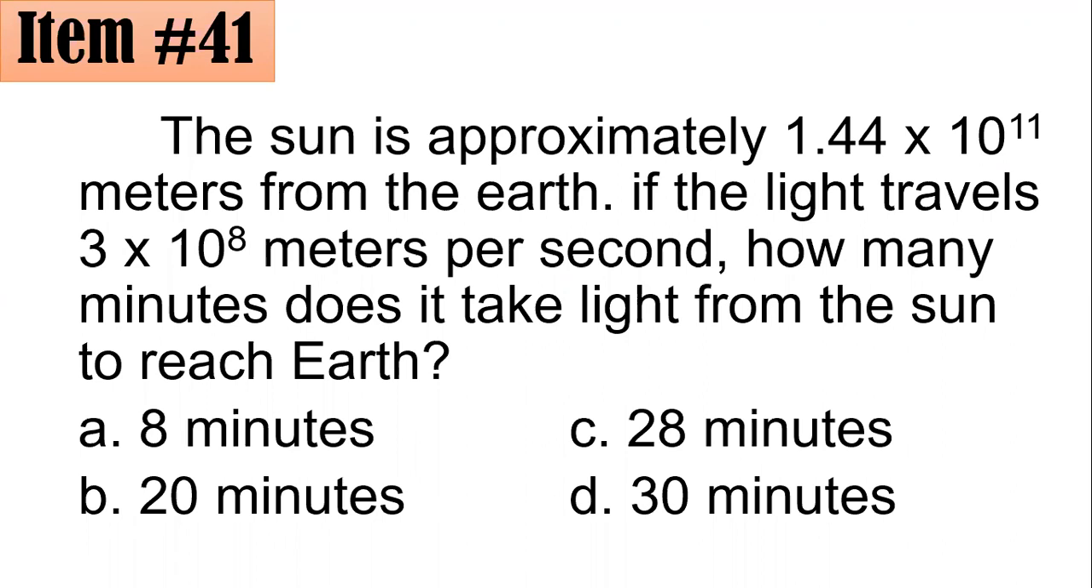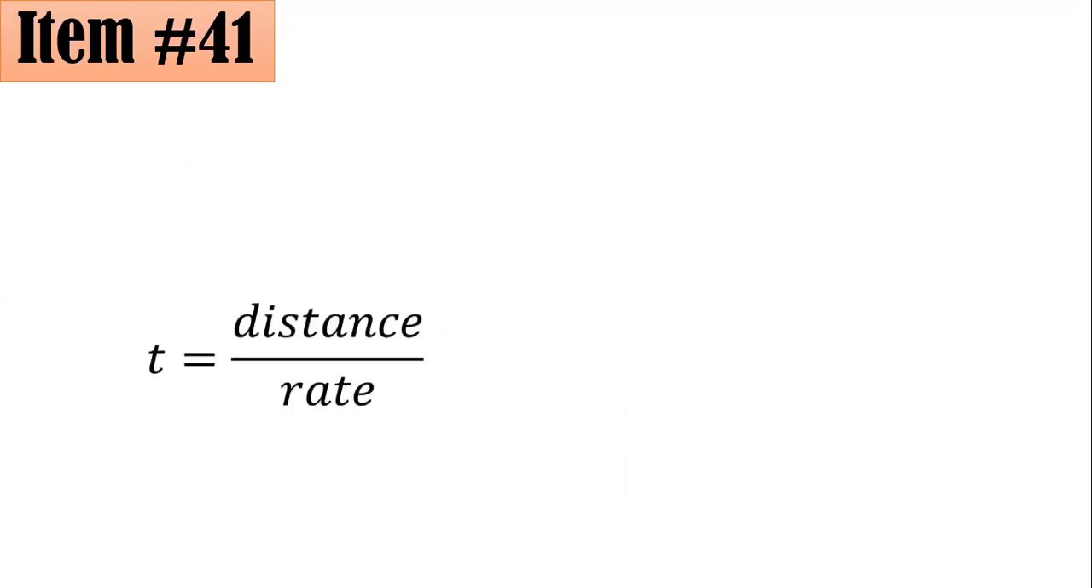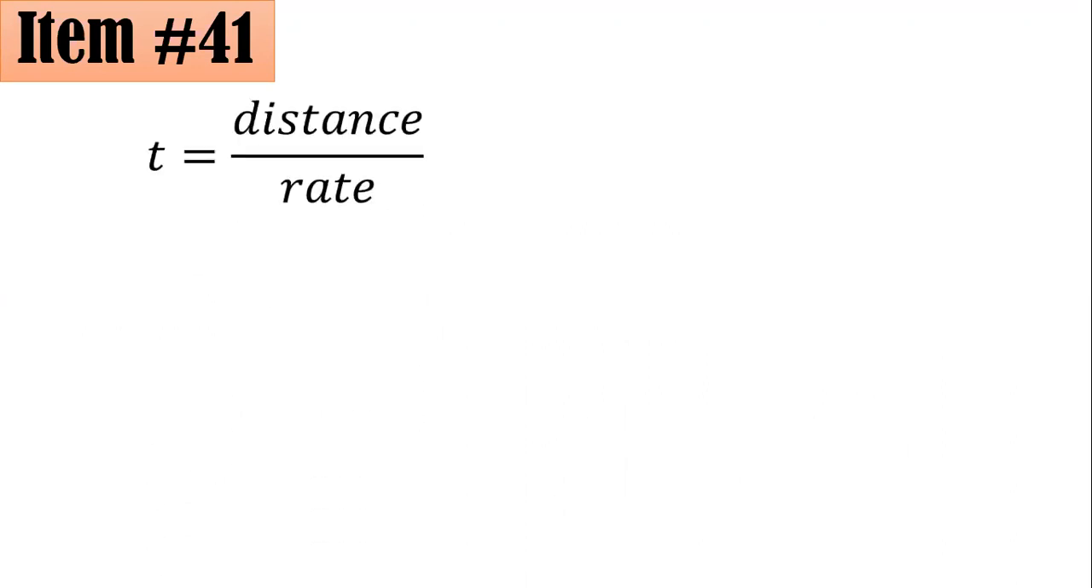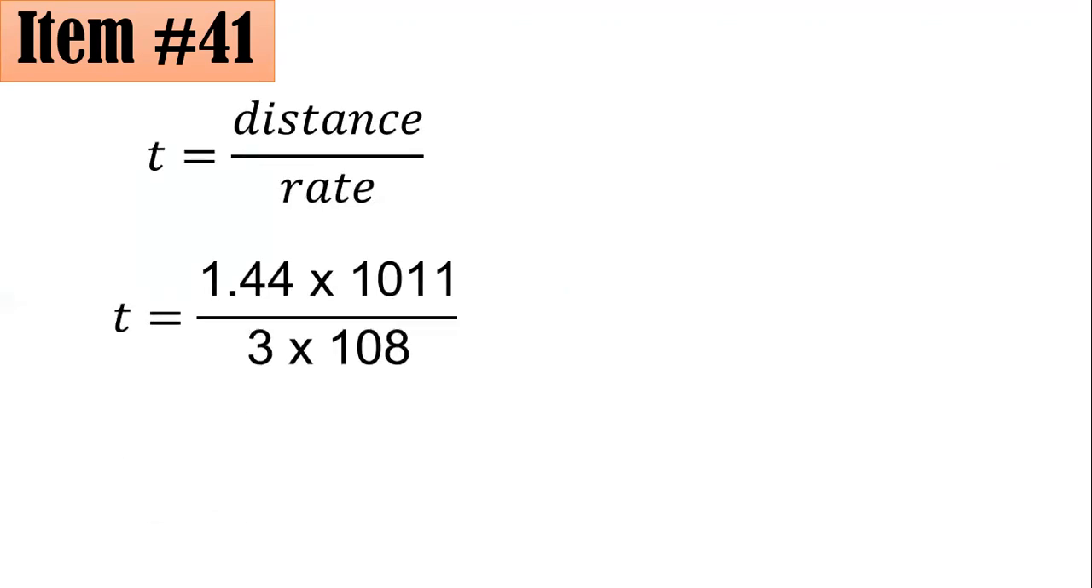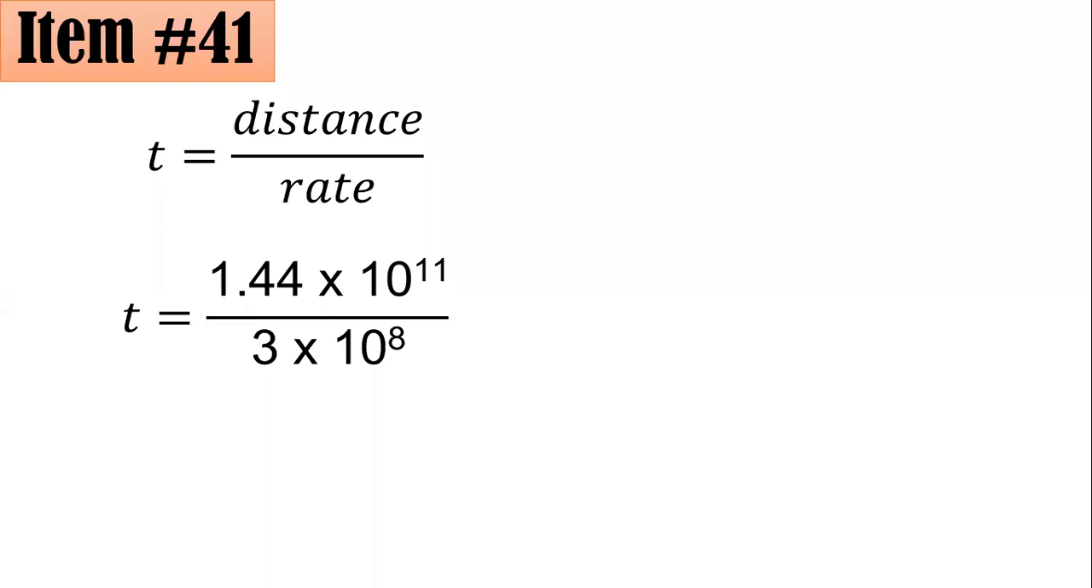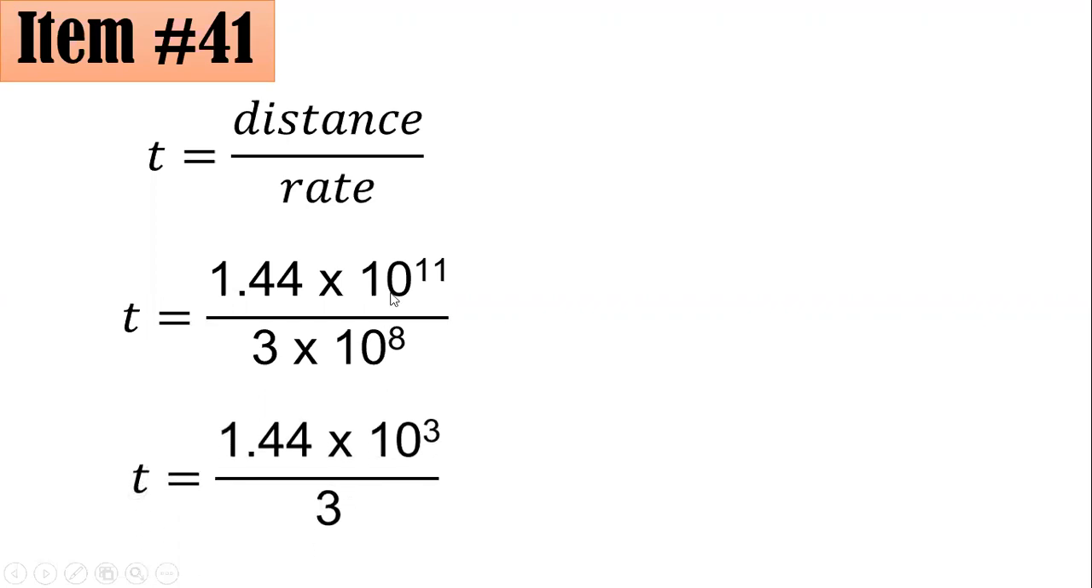We'll see. From here, we know that time is equal to distance over rate. So we have to divide these two. That's why you have 1.44 times 10 to the 11th all over 3 times 10 to the 8th. If you could see from here as well, 10 raised to 11 divided by 10 raised to 8 is 10 cubed. But still you have this expression, 1.44 times 10 cubed. You simply move the decimal point 3 places to the right.